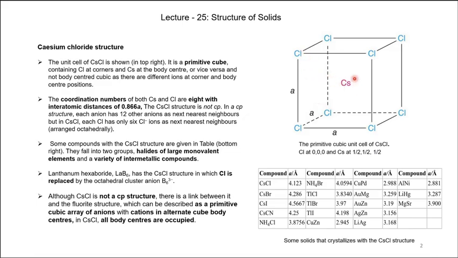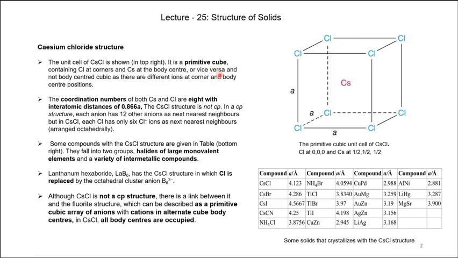Because, you see, here in the body center is the cesium, but the corner of the cube is chloride. So if the cesium were a chloride ion, then we would call it body-centered cubic. But since it is not, it is a primitive cubic.